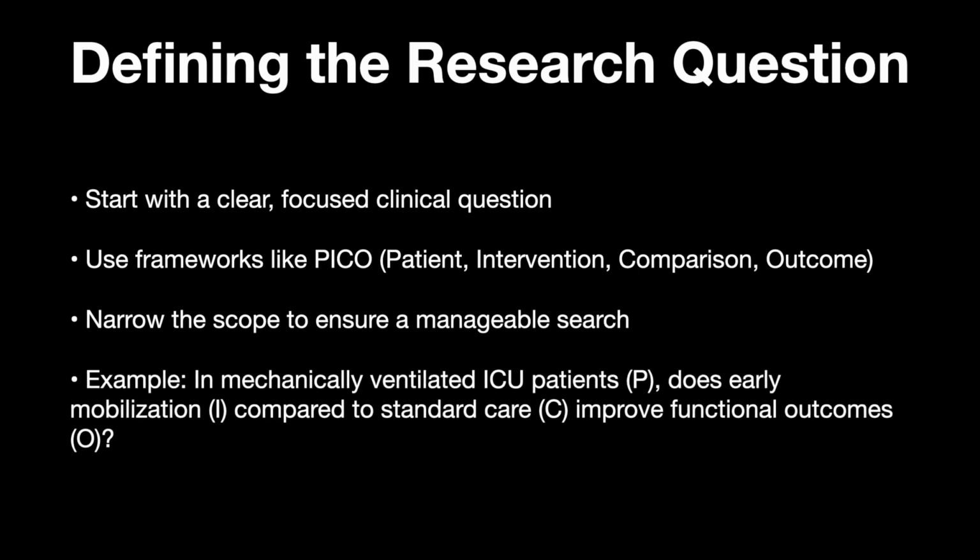The example that we have given here is mechanically ventilated ICU patients, that is the patient population. Early mobilization is the intervention, standard care is the control group, and improved functional outcome is the outcome. So once we have a research question, that is, in mechanically ventilated patients, does early mobilization compared to standard care improve functional outcome? Now I have a question. Now I need to put it in a database where I can search this.